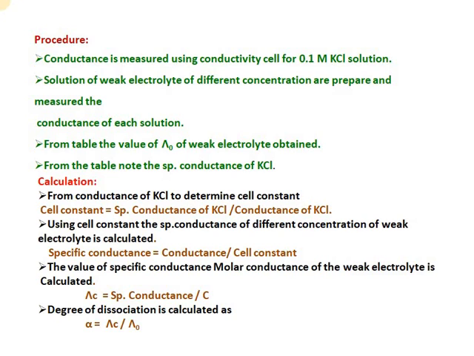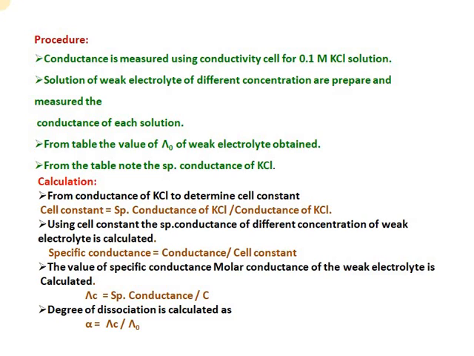We prepare these different concentrations, like 0.1, 0.2, 0.04, 0.05, such concentrations we made, and for these concentration solutions, using the conductance we can calculate the specific conductance. Therefore, the specific conductance of such a solution is calculated as the conductance upon the cell constant.